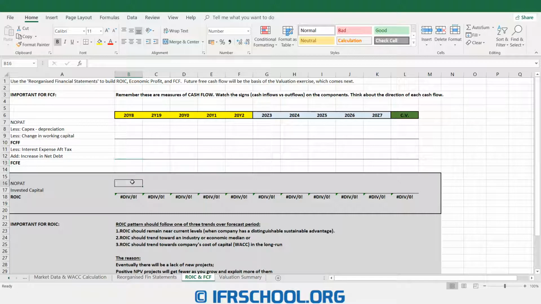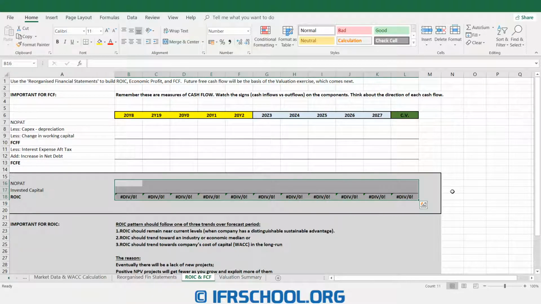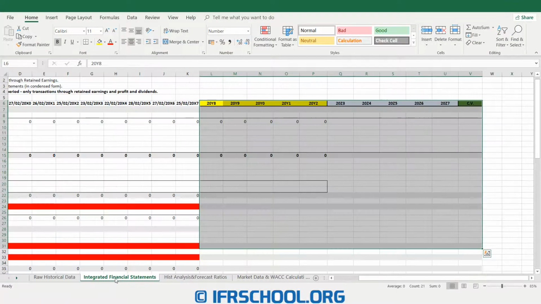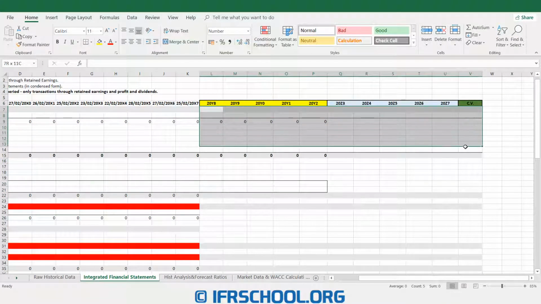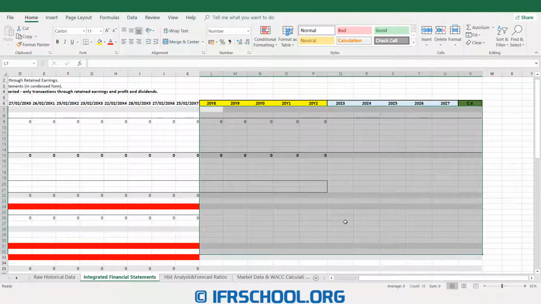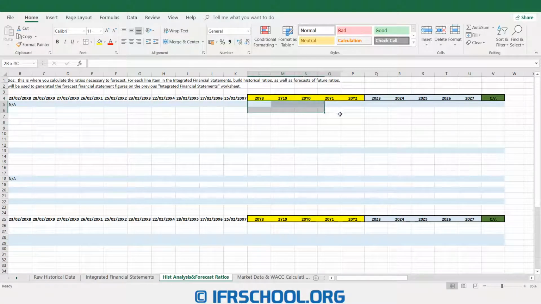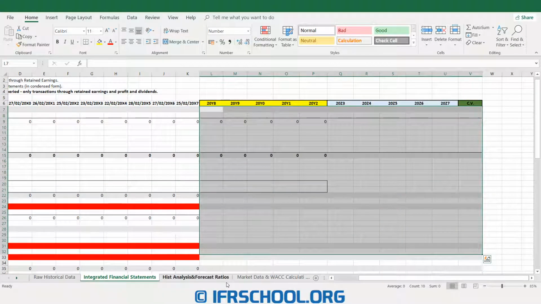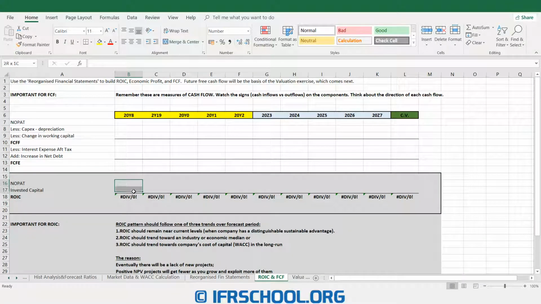On this worksheet, we should also calculate the implicit return on invested capital for each forecast year. We do this as a reasonableness check. We need to check that the financial statements that we forecast over the forecast period are reasonable. In addition, we need to check that the forecast ratios that we've assumed that underlie the integrated financial statements make sense. We do this by calculating the implicit return on invested capital for each year over the forecast period.